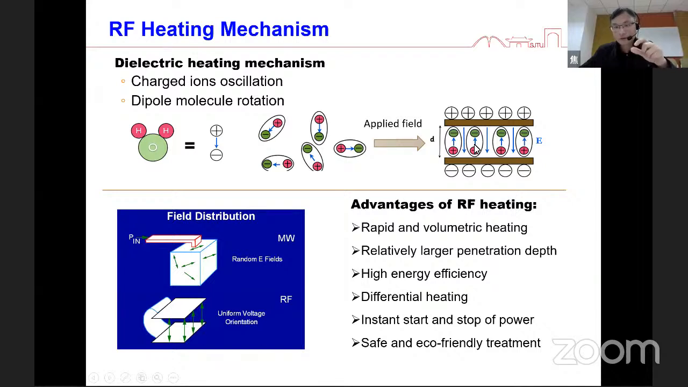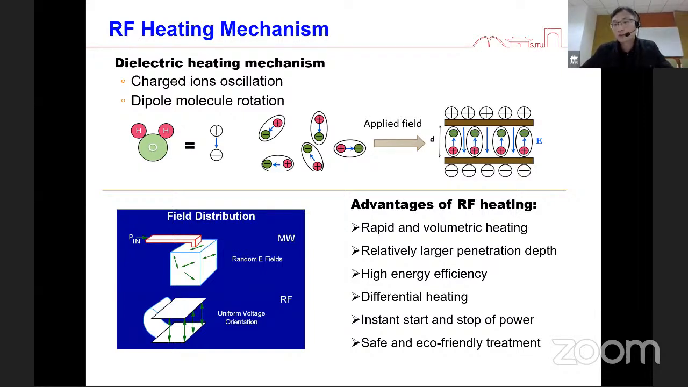Those high frequency movements of the charged ions and dipole molecules will generate heat inside the food and then cause the temperature to increase. That's how radio frequency and microwave heat the food. Because of this, it can heat the food volumetrically and at very high speed. That's the significant advantage of this technology, and also the clear difference compared with the conventional heating method.